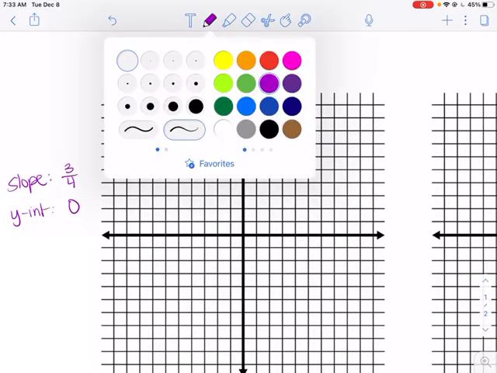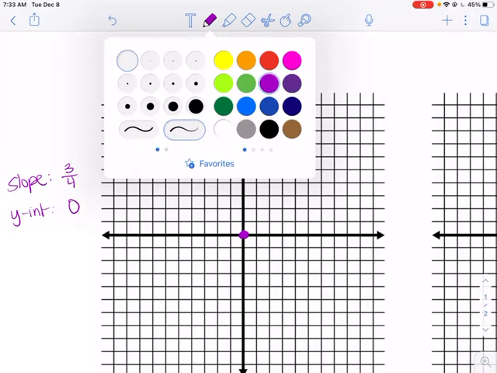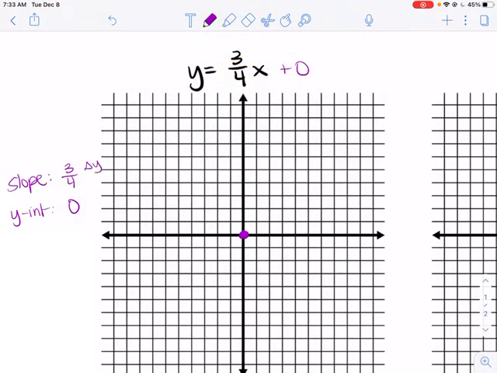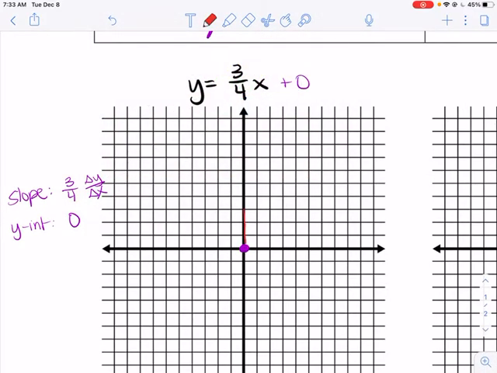Now let's go ahead and plot our y-intercept. It's at 0, 0. Well, that was easy. Then we're going to plot our slope. This slope is change in y over change in x, or rise over run. So I'm going to go a positive 3 for my rise, so I'm going to go up 3. And then right 4. 1, 2, 3, 4.